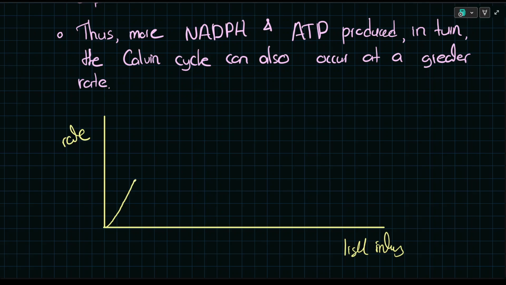So this is rising. As we increase light intensity, the rate increases. Makes sense, right? In a perfect world, if we are providing more and more light, this is what should happen. The rate should completely increase. But we hardly live in a perfect world.